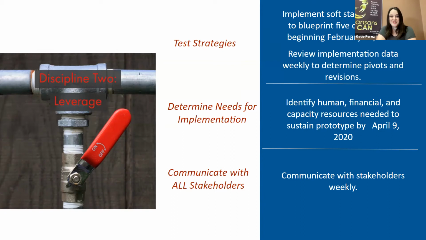Determine needs for implementation. Yes, we need to do that. How do we know we've done it? Well, we know we've done it if we are identifying human, financial, and capacity resources that are needed to sustain our prototype by April 9, 2020. That provides that specificity, the verb, the quality, the consistency, and the scale that we're going to need to meet that goal. Communicate with all stakeholders. We're going to communicate with stakeholders weekly. Again, it tells us how we're going to do this and how frequently.